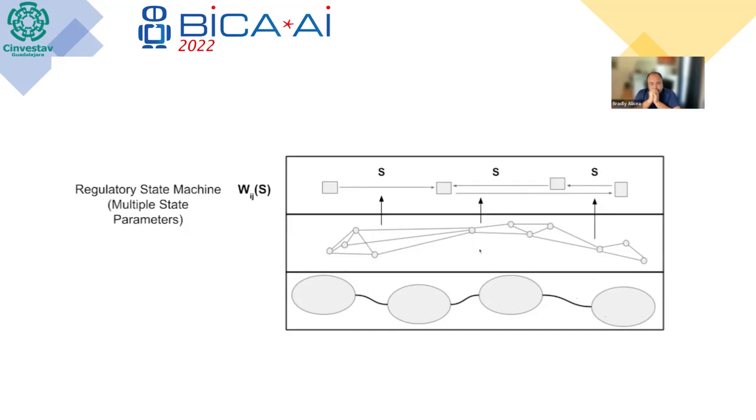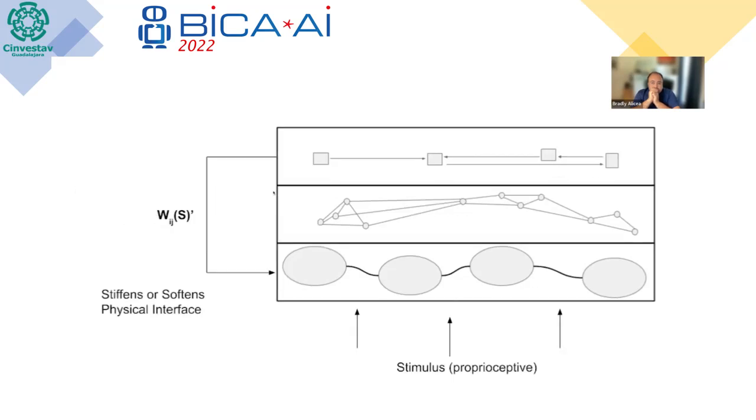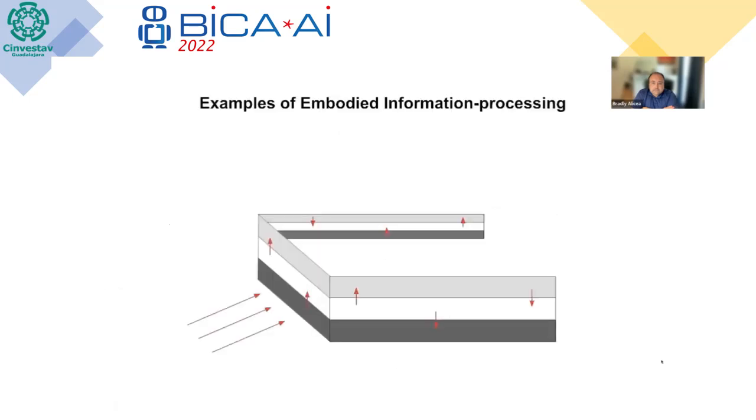And then third, you have this regulatory state machine, which is where these connectivity values go up and affect the state of these. So the state then generates a matrix of states. And then there's feedback from this top layer down to the bottom layer. This stiffens or softens this physical interface. So the stimuli affect this in different ways. So there's this loop that happens that affects sort of the learning or the acquisition of information here.